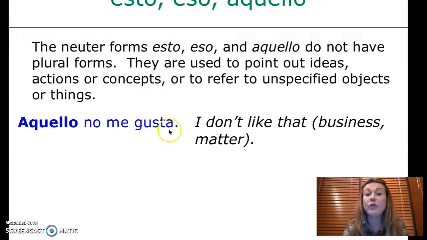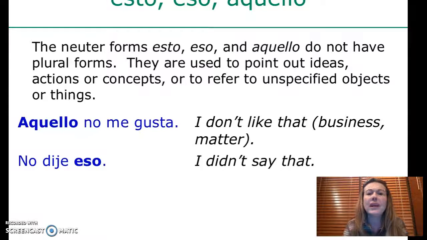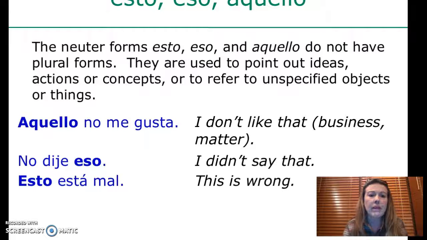Here we have, aquello no me gusta. I don't like that. Right? I don't like that business. I don't like that matter. And because this business, this thing, isn't really concrete, we have to go with that. No dije eso. I didn't say that. Right? So this is a concept. It's something you said. It doesn't really have a gender. Esto está mal. This is wrong. You know? This action, right? It's not really a word we're referring to.